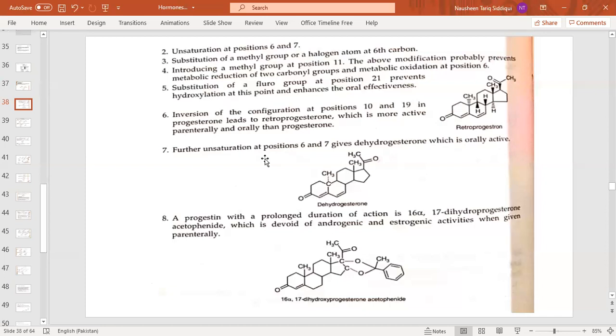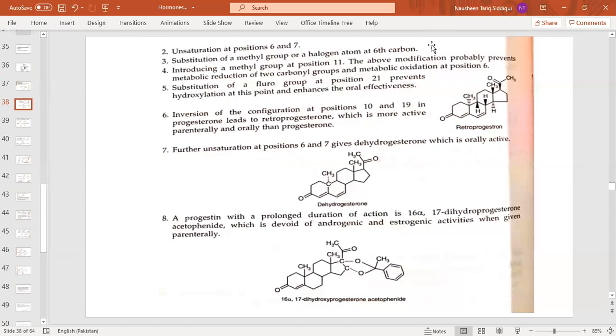In this structure you cannot see this substitution, it is not there, but when this substitution was made, the differences that came up are described here. Inversion of the configuration at position 10 and 19 in progesterone leads to retroprogesterone, which is more active parenterally and orally than progesterone.